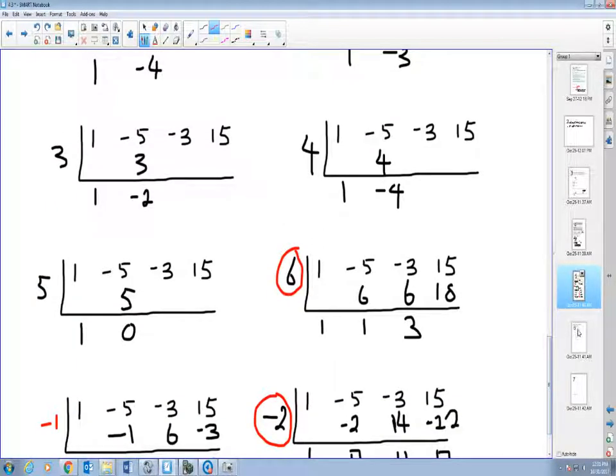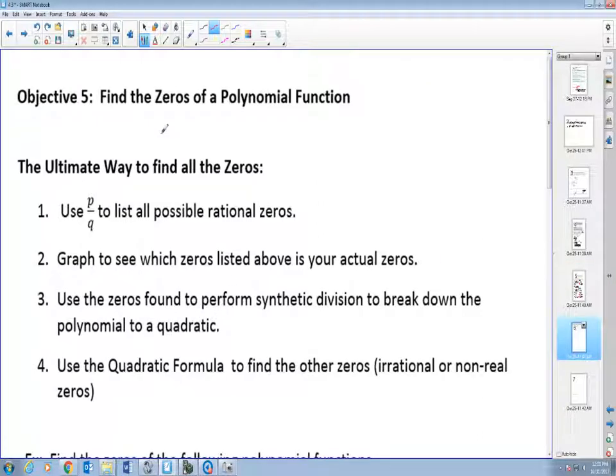Alright, now in the next lecture video we will wrap up 4.3, which will talk about the ultimate way to find the zeros of a polynomial function. Alright, thank you for watching this particular video on the bounds of zero.